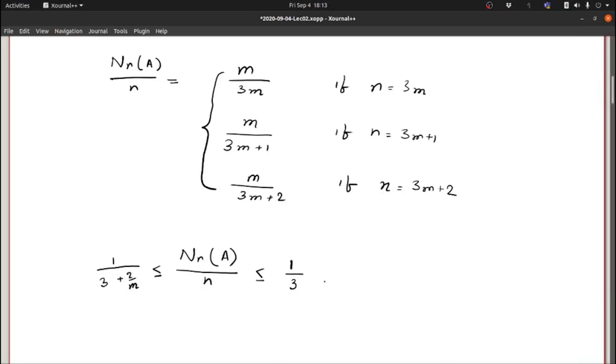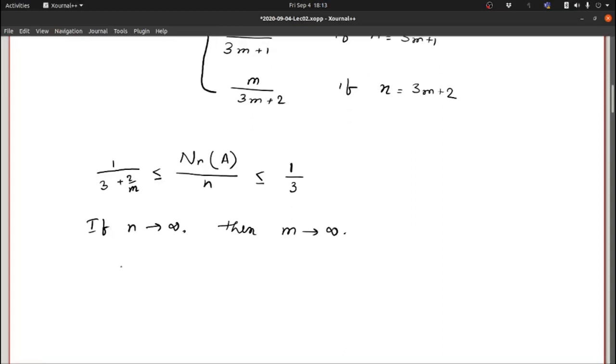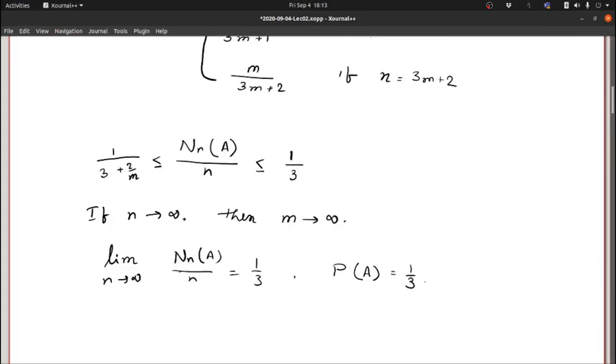Now clearly, if n tends to infinity, then m also tends to infinity. So that basically means that if I take the limit, both of the sides are basically 1 by 3. So clearly the limit exists, and the limit as n tends to infinity of N_A divided by n turns out to be 1 by 3. So clearly the value of P(A) turns out to be 1 by 3. Clearly when the limit exists, limsup and liminf are the same. So P(A) turns out to be 1 by 3.